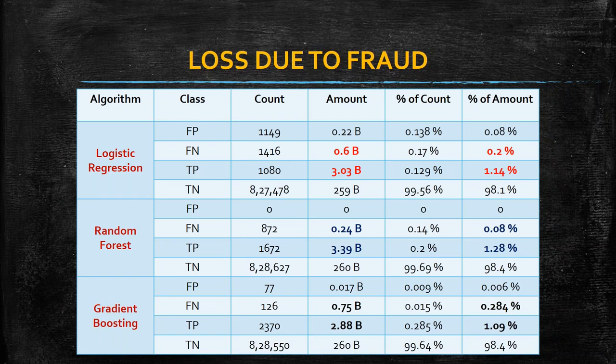But in gradient boosting, it should be still less than this one, but it is more. Even though the false negatives here are 872 and here 126, there are very few false negatives. Here you can see how much amount this is accounting for: 0.75 billion, and this is accounting for 0.24 billion. And true positives, the amount you are saving is 2.88 here. Here it is 3.39. Here the count is 1672. Here it is 2370. And again, random forest is the best.